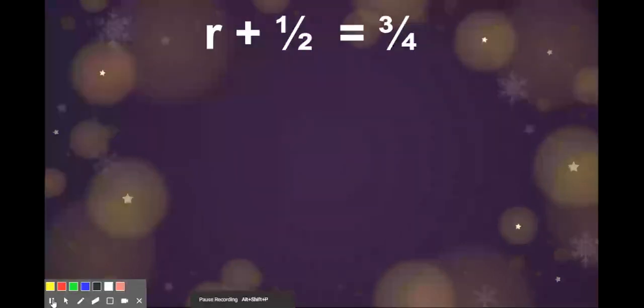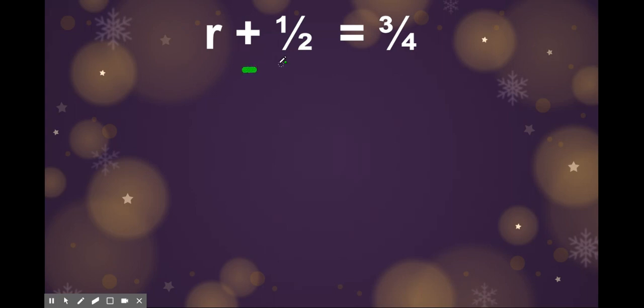We're going to take a look at some examples with fractions and decimals. It doesn't change the procedure. The only thing you have to do is remember the rules when adding, subtracting, multiplying, and dividing fractions and decimals. So here we have r plus 1/2 is equal to 3/4. Well, I know to get rid of this positive 1/2, so that way r can be by itself, I'm going to have to subtract 1/2. And that cancels this out. Well, if I subtract 1/2 from this side, I'm going to have to subtract 1/2 from my right side.